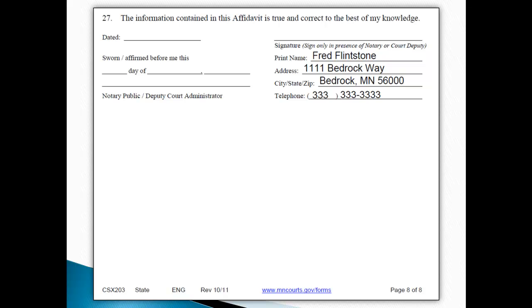Print your name, address, and telephone number at the end of the form. Do not sign your form yet. You must sign your form in front of a notary or court administrator. You can often find a notary public at your bank, or you can visit your local county courthouse to have your signature notarized.